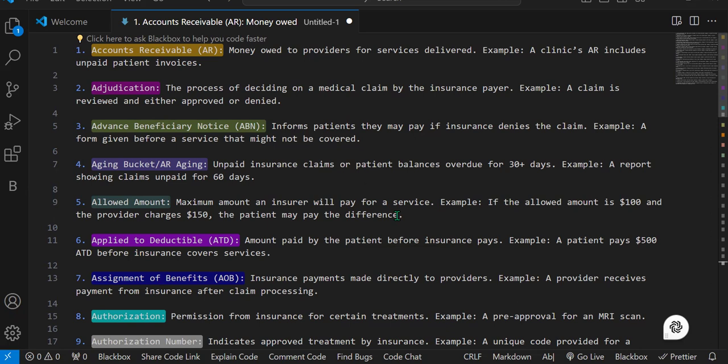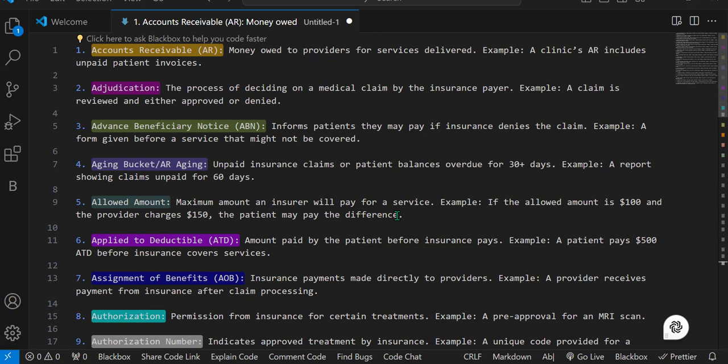Account receivable. The first one is account receivable: money owed to providers for services delivered. Who are providers? Doctors. Like the doctor will give service to the patient, and then the doctor will get the payment from the insurance company. So that is account receivable. A clinic's AR includes unpaid patient invoices.